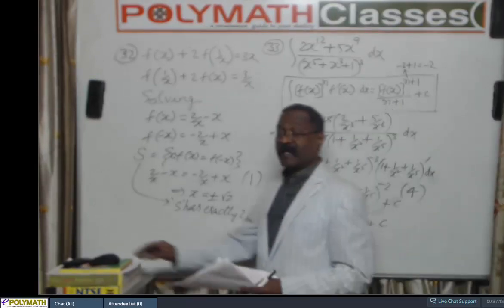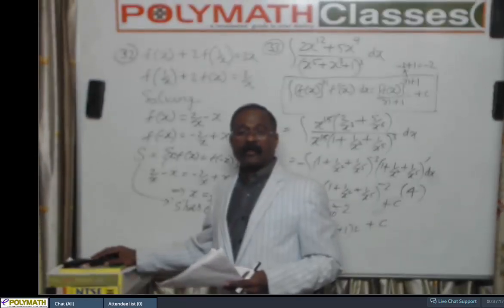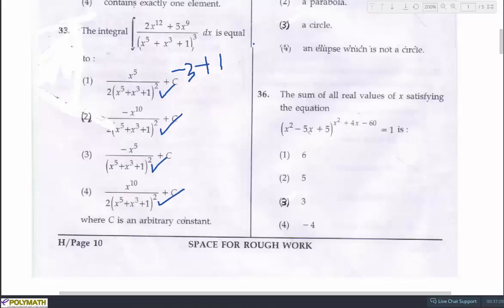We are discussing code H here, code H. So for that, the option is option 4 in this case. So option 4 in this case is the correct answer.